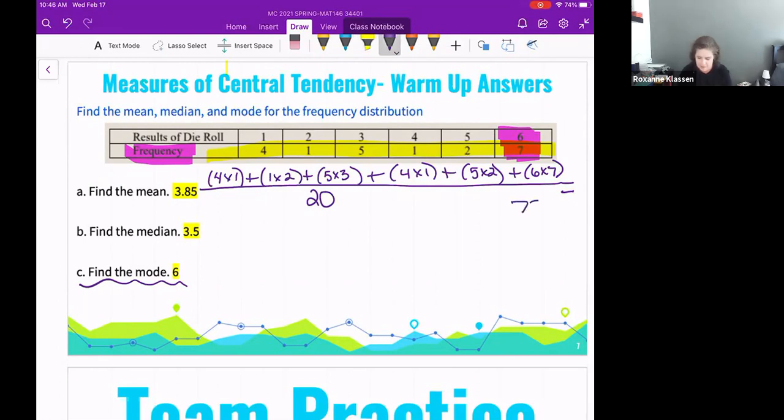And I think Ruki said it was 77 divided by 20, which turns out to be 3.85. Normally I would tell you where to round to, but since I didn't have any directions, just give me the whole answer. Okay, any questions on that? How to get that mean?